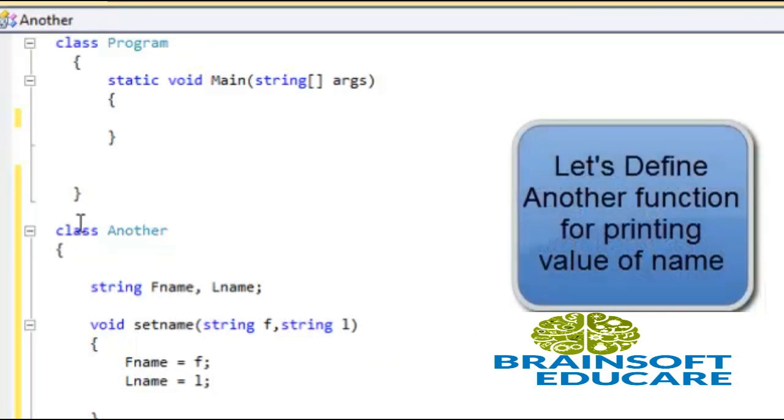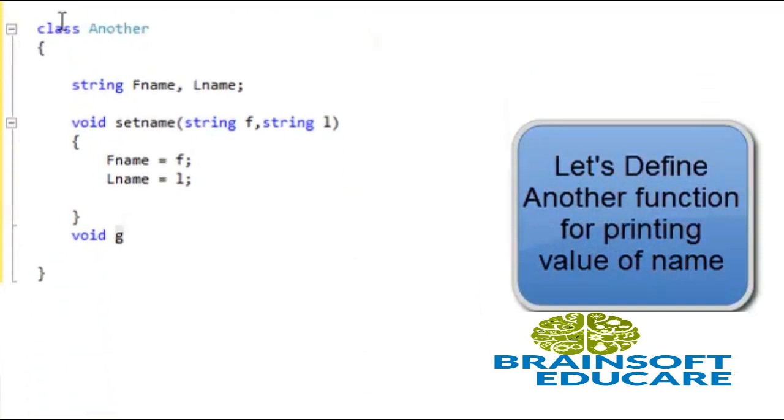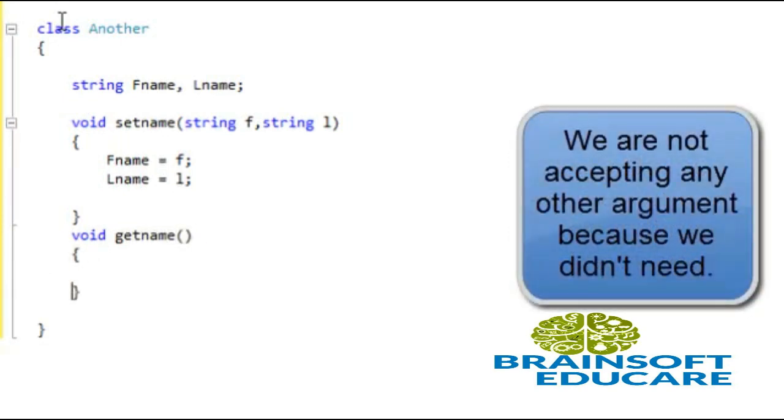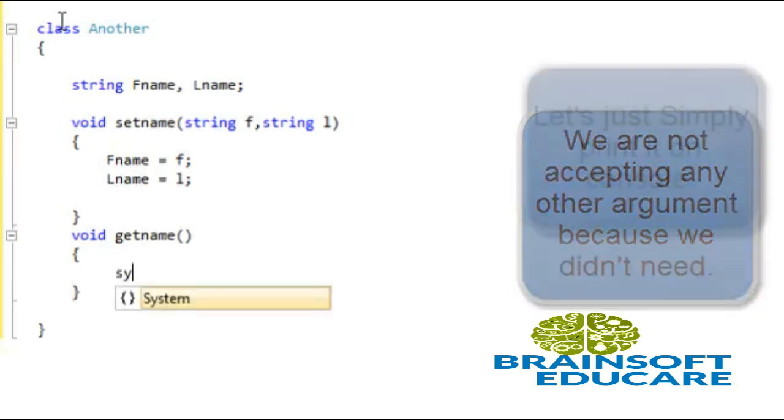Let's define another function for printing values of these variables. We define getName method, which will simply print the name on the console window.